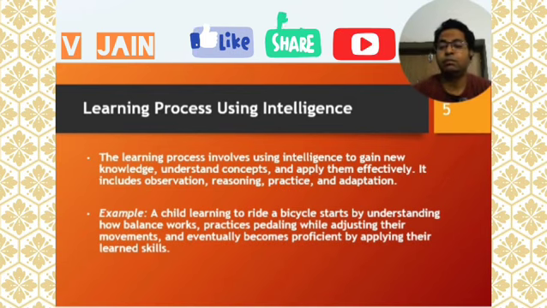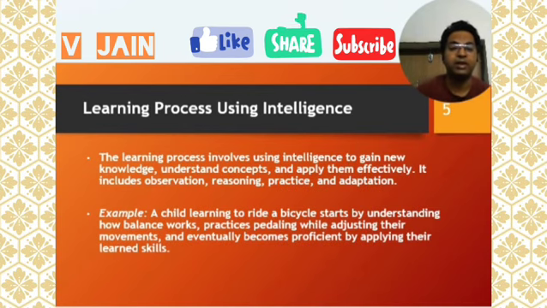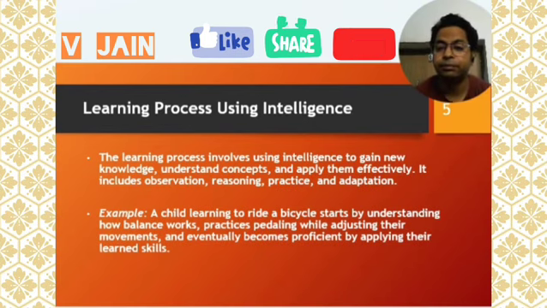Example, a child learning to ride a bicycle starts by understanding how balance works, practices pedaling while adjusting their movement, and eventually becomes proficient by applying the learned skill. So they learn balance, practice pedaling, and get better over time.